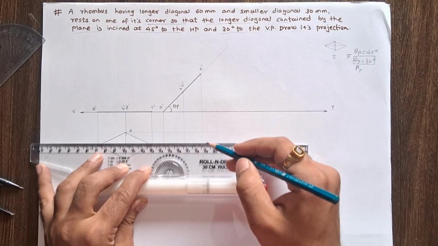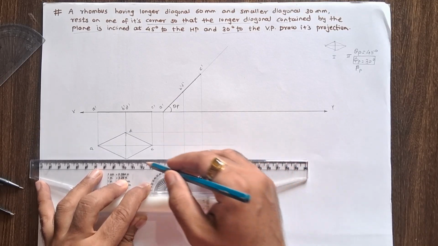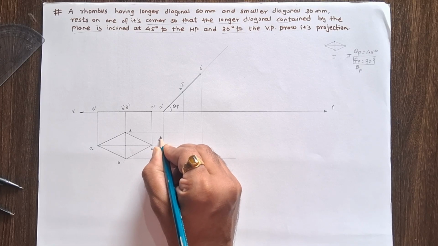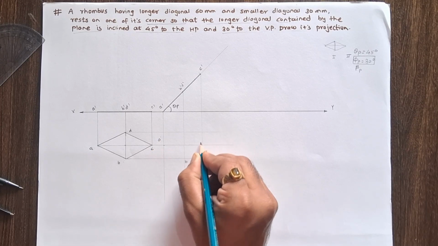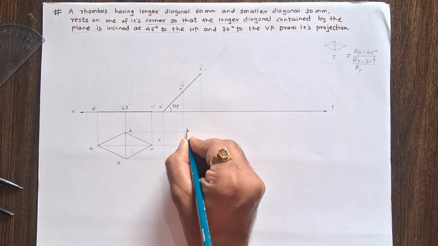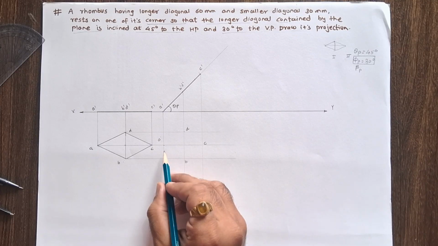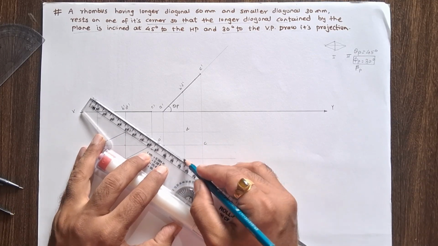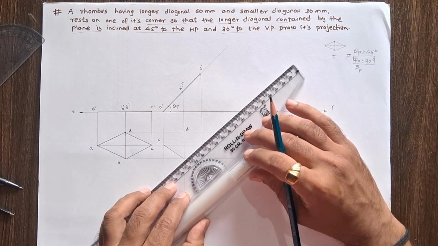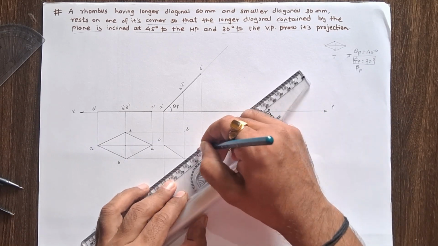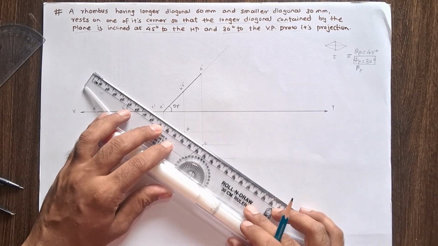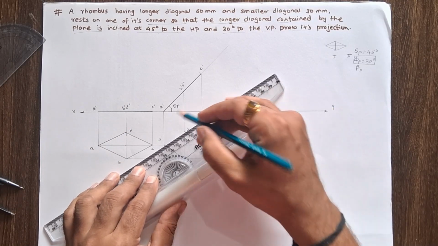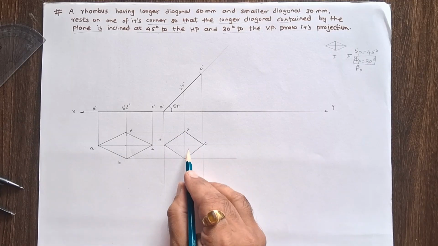This is the projection of D, this is the projection of C, this is the projection of B. Now here, this is A, this point is B, this point is C, this point is D. Now join AB, BC, CD and DA. So this is the second stage top view.